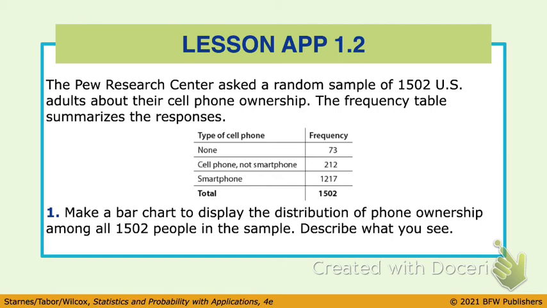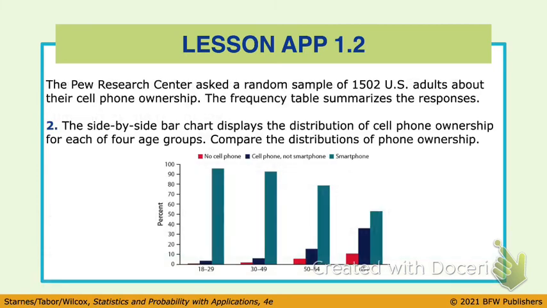So I want you guys to make a bar chart that displays this distribution of phone ownership among all 1,502 people in the sample. Describe what you see. And then you're going to look at number 2, the side-by-side bar chart, which is going to show age groups. And then you're going to, again, compare the distributions. Just make 1 or 2 notes about what you see there. All right? So I'm going to give you guys about 4 or 5 minutes to do that. And then we will look and see how you did.